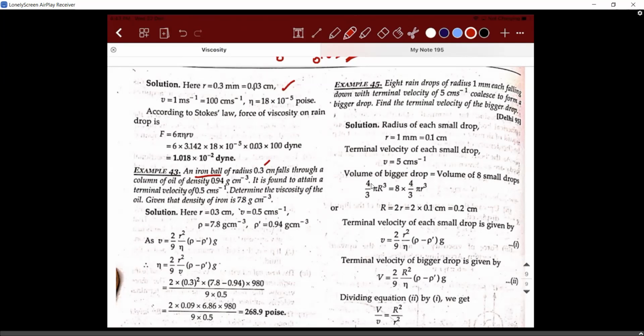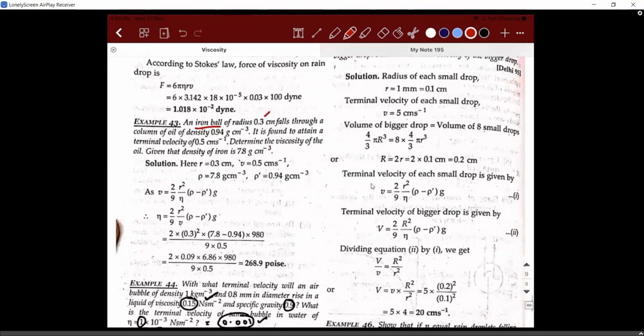Only thing is, when you are doing everything in CGS units, take the value of g as 980 centimeter per second square. Got it? It is 980 centimeter per second square. Okay, you understood the concept? Leave some space for calculation. The answer that is given is 268.9 poise. You got the answer? Okay, leave some space, you can do it later.